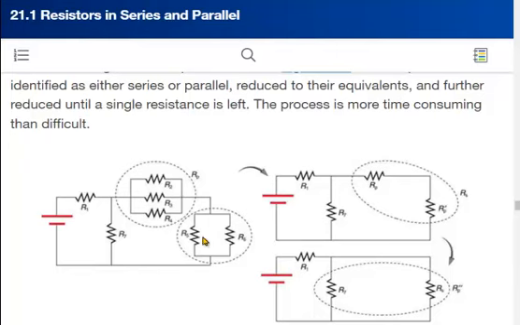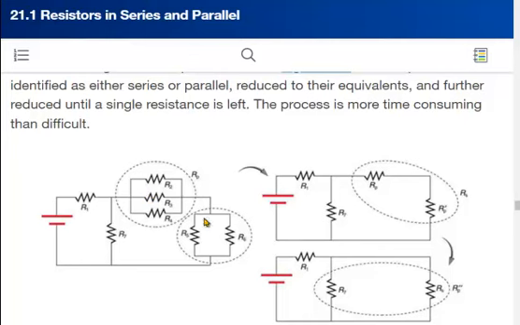Okay, these 2 are obviously also in parallel with each other. So there's a junction here, and then they come back together right here at that junction. Now, this part right here is in series with this part right here, which means these 2 parts are in series with each other.